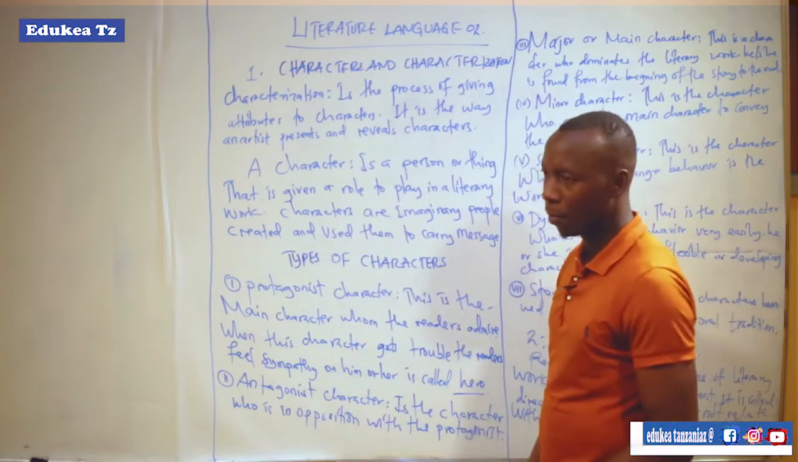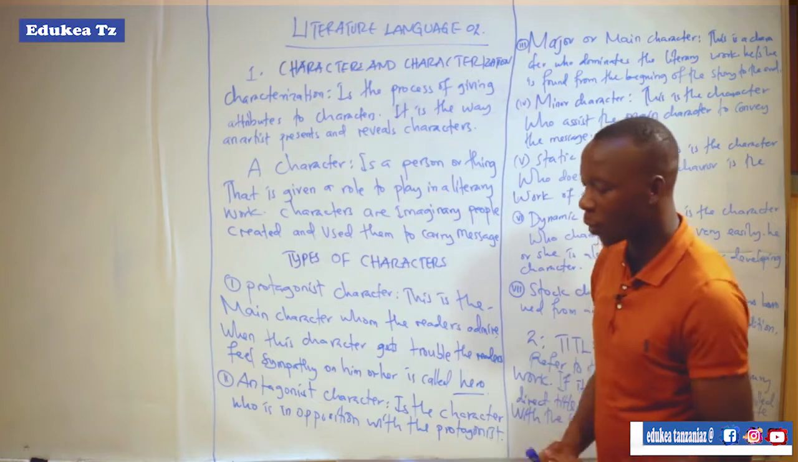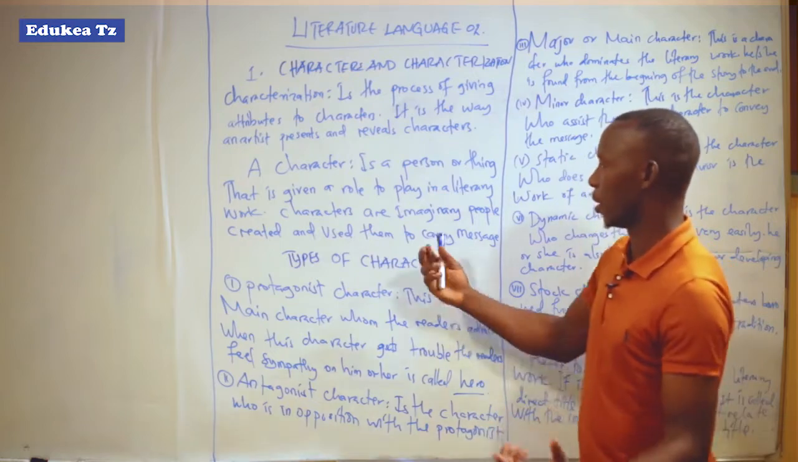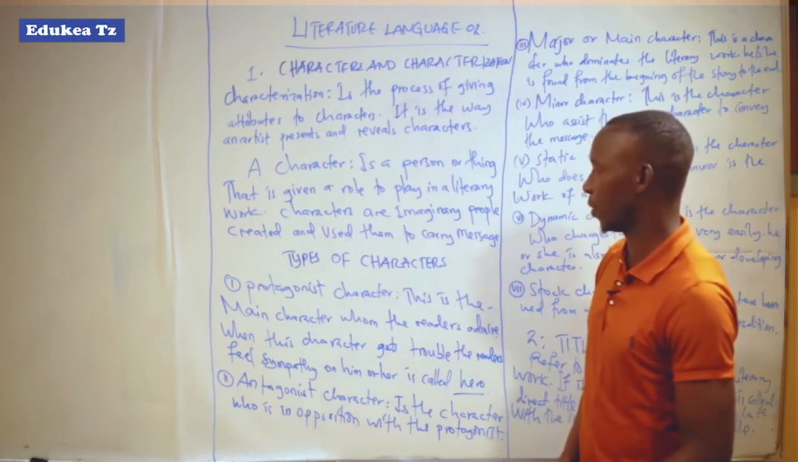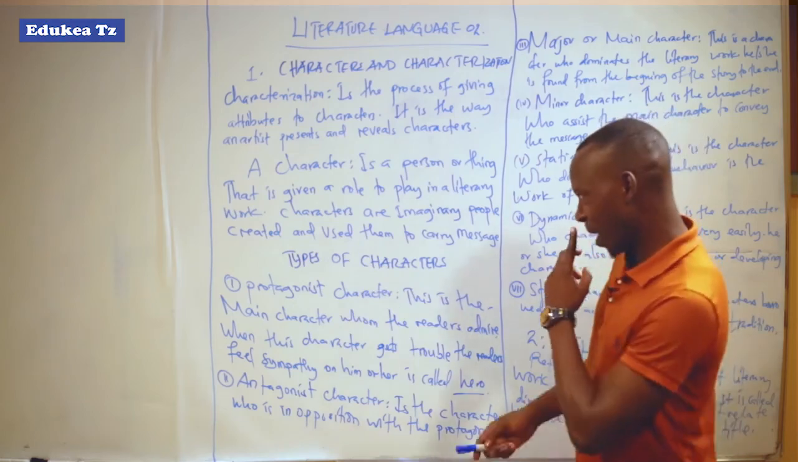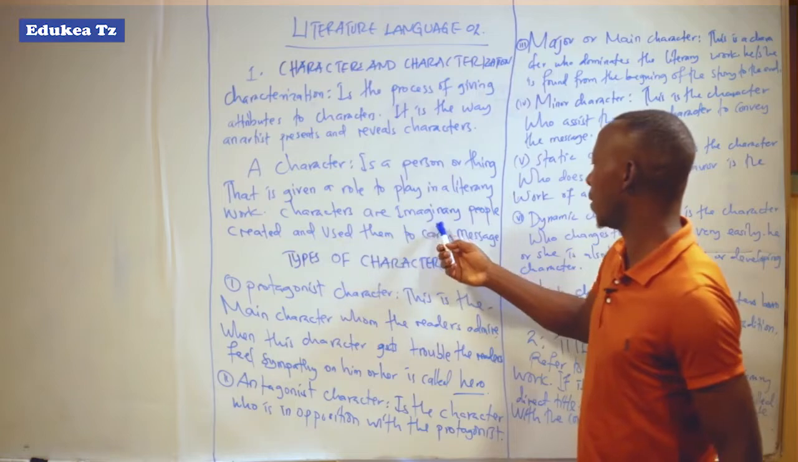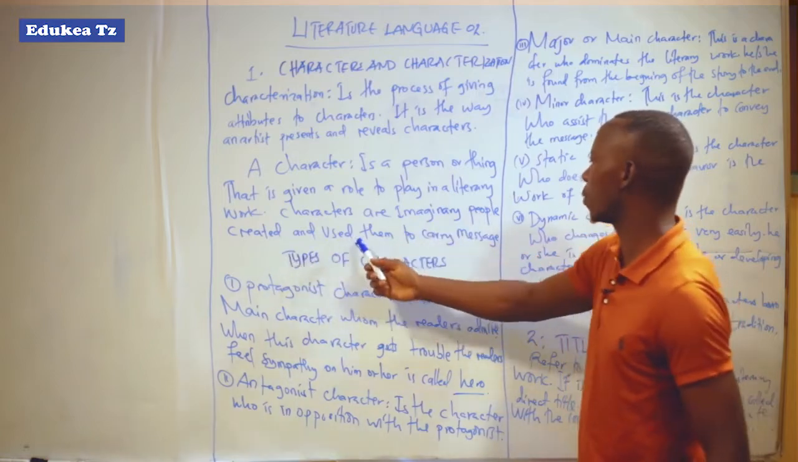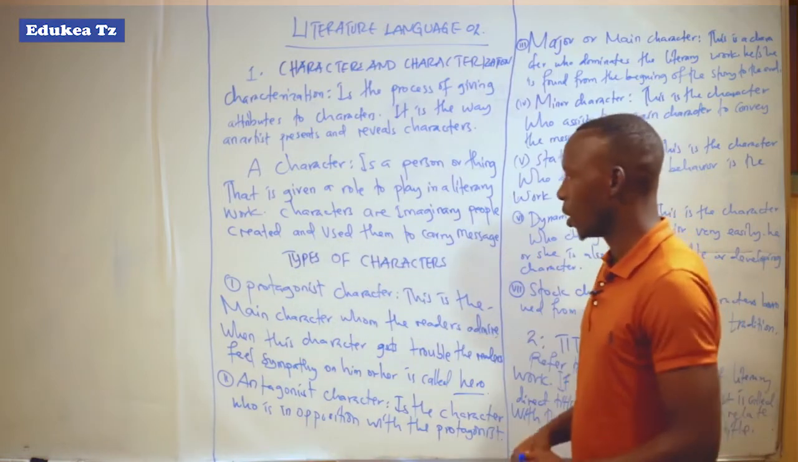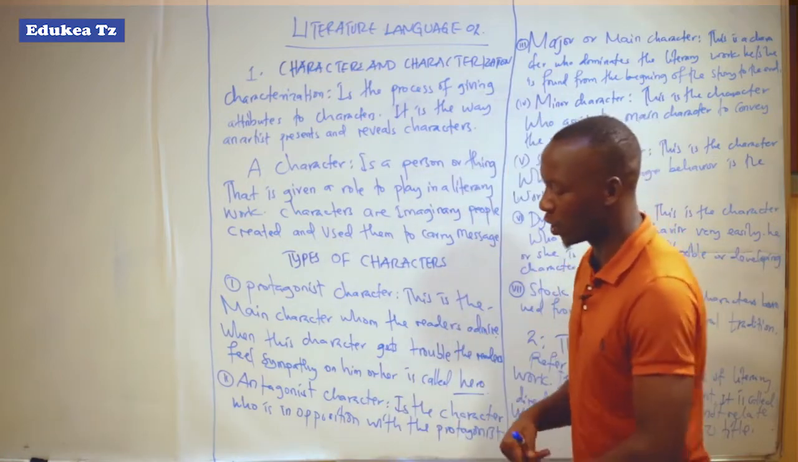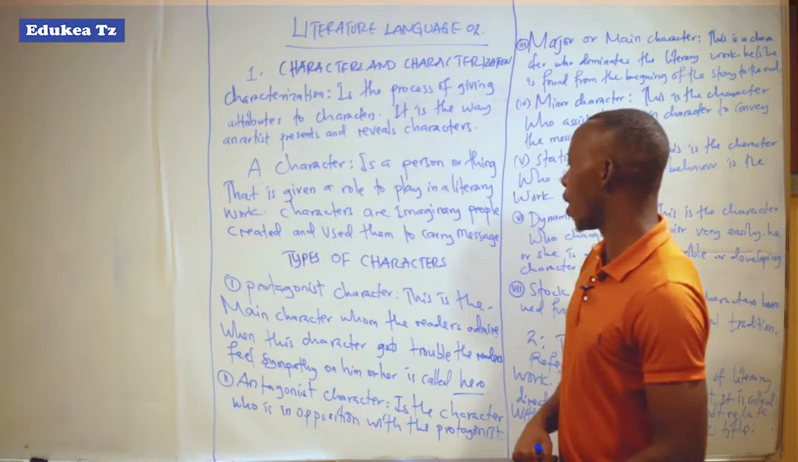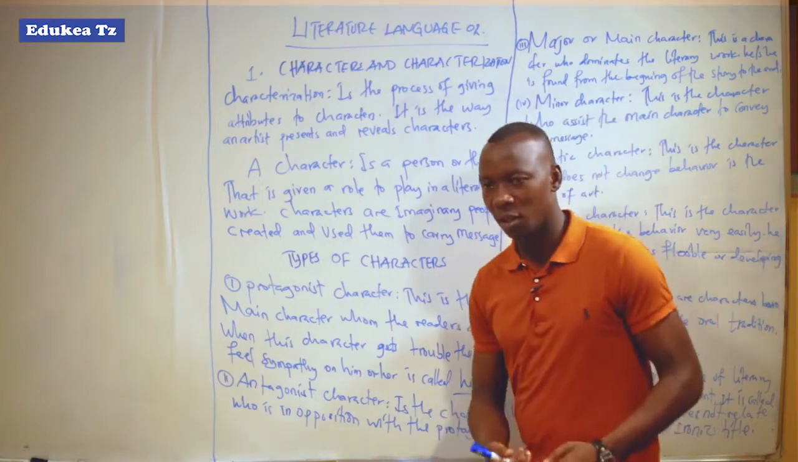Example, Adika, Mliri, Jasper Wendo in the text have been used as characters in Betraying the City. So the characters are imaginary people created and used to carry the message. Always these characters are being given roles to play in the text, so that they can carry the intended message from the author.